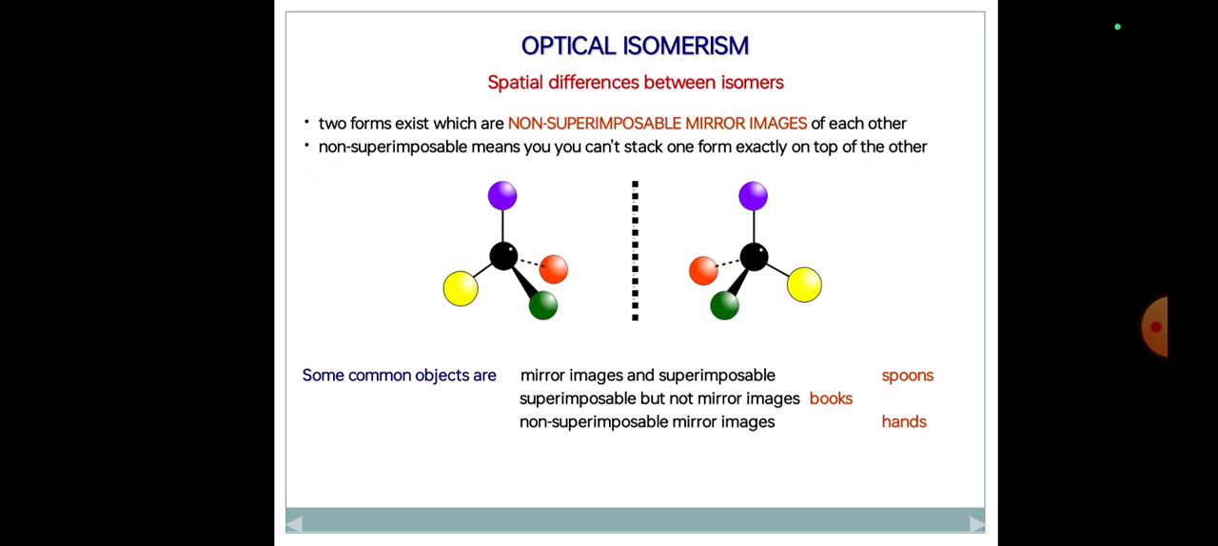Non-superimposable means you cannot stack one form exactly on top of the other, as you can see in the picture. Mirror image and non-superimposable, versus superimposable but not mirror image, that is books. Another example of non-superimposable mirror images are hands.